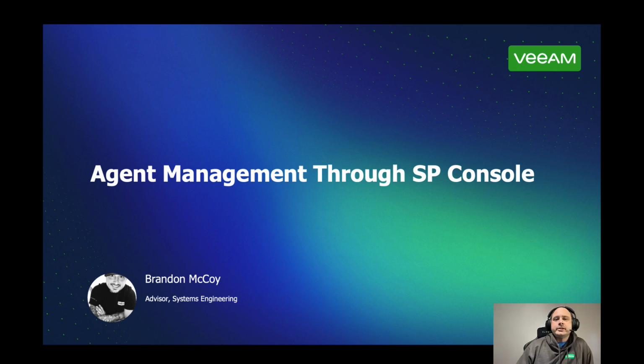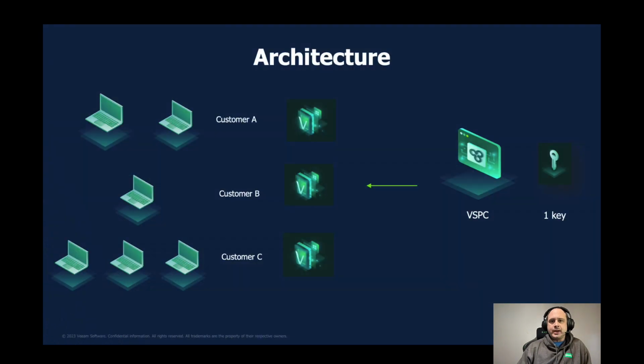Now, in the other videos, we've already talked about the Service Provider console, how it connects to various Veeam products, but in this video, we're going to look specifically at how they talk to agents. Now, in the architecture here, we see the Service Provider console on the right-hand side. There is one key installed on the Service Provider console for the total number of agents. So in this scenario, three different customers with a total of six different agents. So the Service Provider console has one license equal to six workstations or servers or some sort of combination of the two.